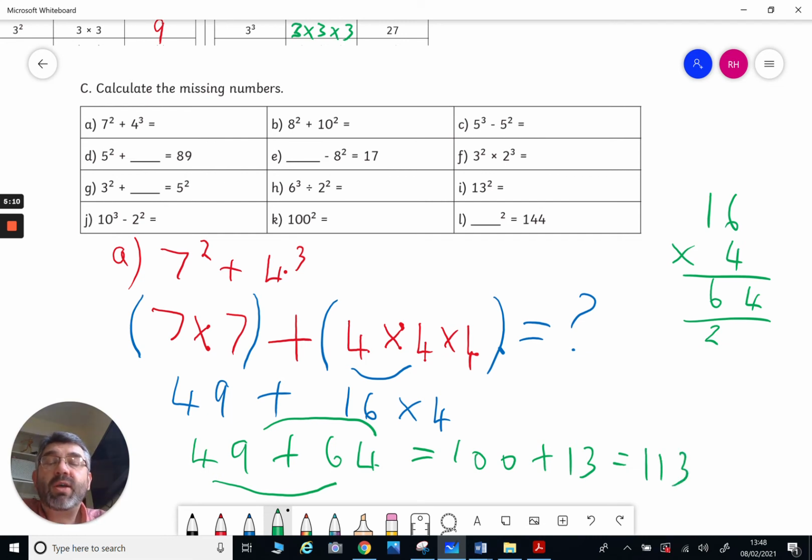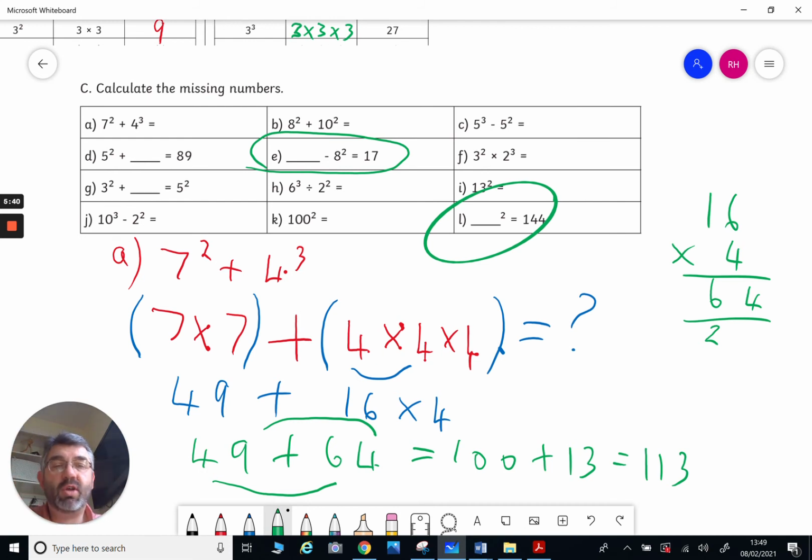Now then, if you look at L, it's a funny one. Something squared was 144. So you've got to think then, what two numbers multiplied together, and it's the same number, makes 144. Think of your times tables, okay? Another one which would be quite interesting for you would be either letter D or letter E. So let's have a look at this one here, E, shall we?